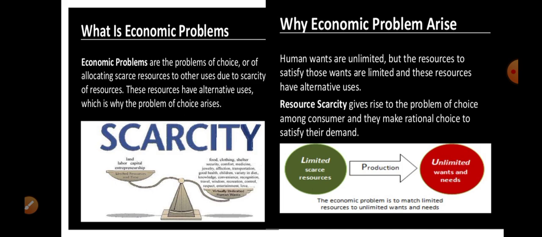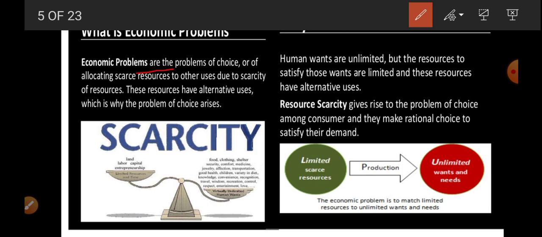Okay, now class, next is we learn now first what is economics, then what is scarcity. Scarcity is shortage of goods in relation to their demand, that is, less availability of good. Now because of scarcity of resources, we face economic problem. So what is this economic problem? So economic problems are the problems of choice, problems of selection, or you can say allocating of scarce resources to other use due to the scarcity of resources. So in very simple language, if anyone will ask what do you mean by economic problems, economic problem is a problem of selection, a problem of choice.